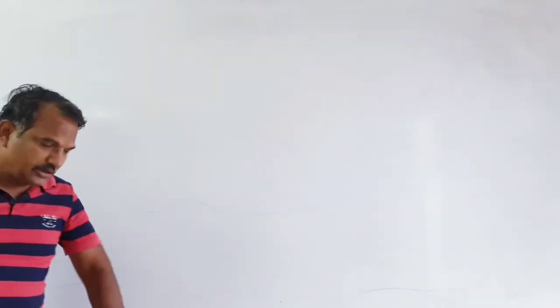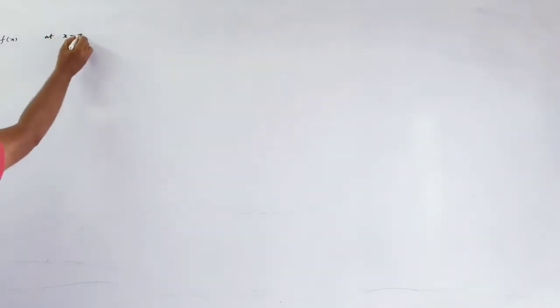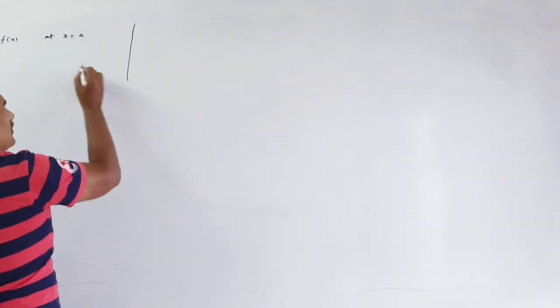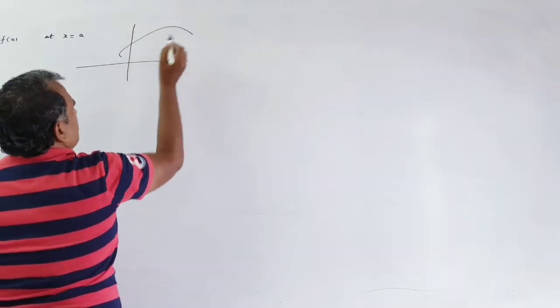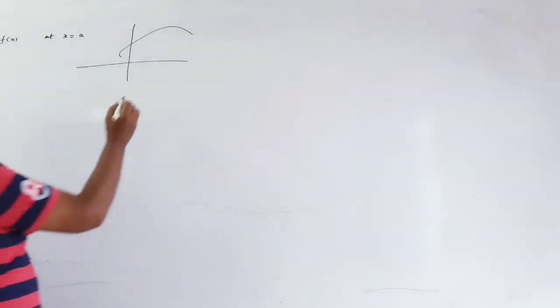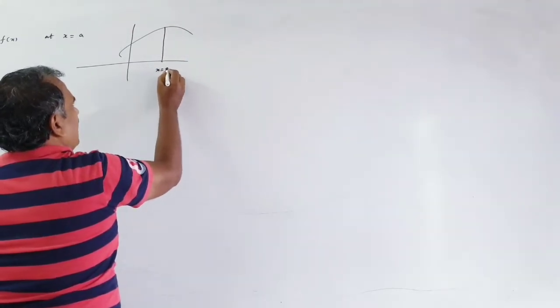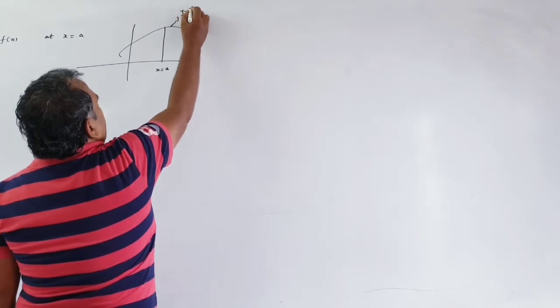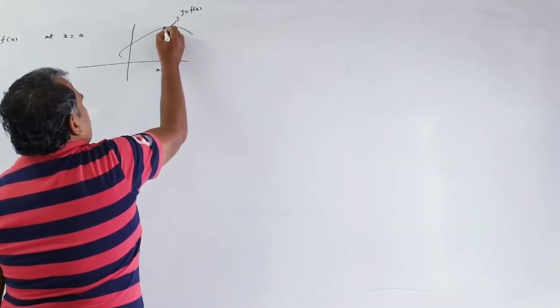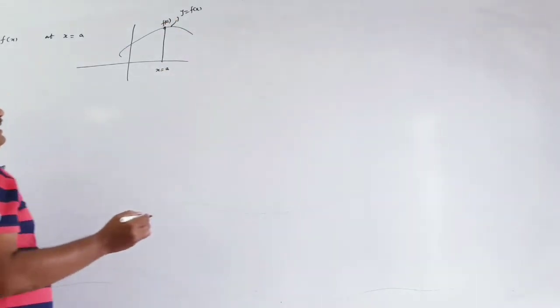Now the next example: whether the function is continuous or discontinuous. Same thing. Let y equal to f of x, the function is given. Suppose x equal to a. Let us say this is the function. So at x equal to a, this part is y equal to f of x. What is the value of this one? It is f of a.